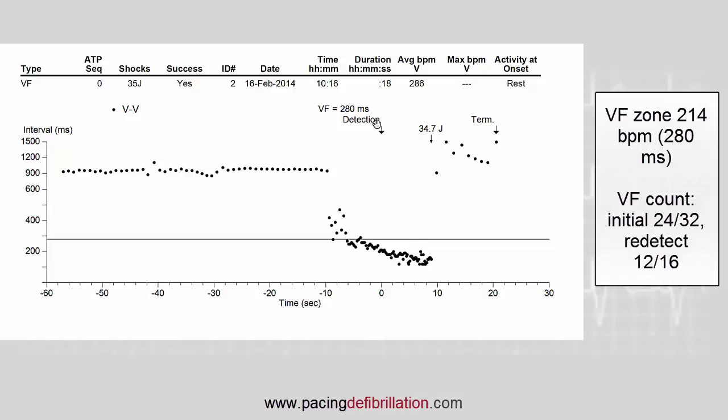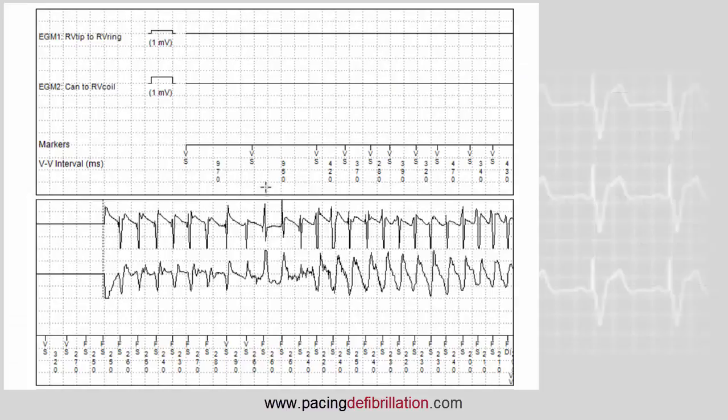initial detection of the episode of VF, a shock, maximal amplitude shock is delivered with a return to the initial rhythm. When you look at the EGM, this is clearly an episode of ventricular fibrillation with a very fast and irregular ventricular rate. Now, if you look at the markers, some cycles are classified inside the VF zone, but some cycles are slower and are classified VS without undersensing.